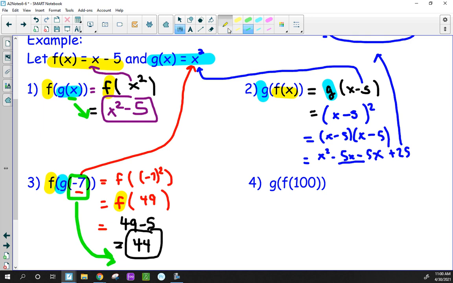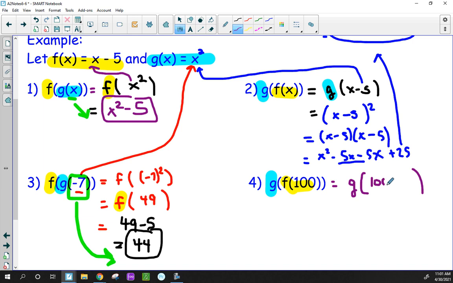Okay, we'll try number 4 now. Number 4, the g is in front this time. The f is on the inside with the 100. So we are going to start the same way we started the first 3. You're copying down the first letter, drawing your parentheses, and then you're keeping your eyes on the inside. f of 100 means go up here to the f function, something minus 5. Instead of writing x minus 5 here, you're going to put 100 in x's place.